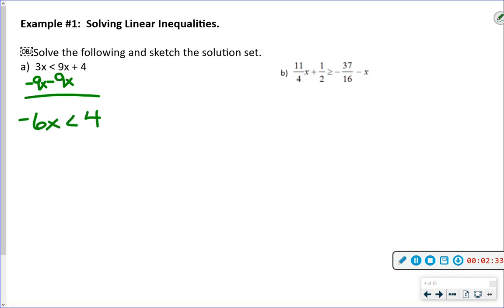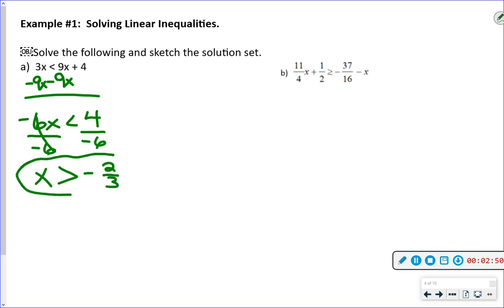And of course, I'm going to get rid of negative 6. I'm just going to divide it off. Now, divide by a negative. So we're going to reverse our symbol. So I switched it from less than to greater than, and I'm going to reduce this fraction down. Now remember, there's an infinite amount of solutions to an inequality. I could stand up here all day and list numbers greater than negative 2/3. Nobody wants to hear that. That's why they have you sketch the answer on the number line.